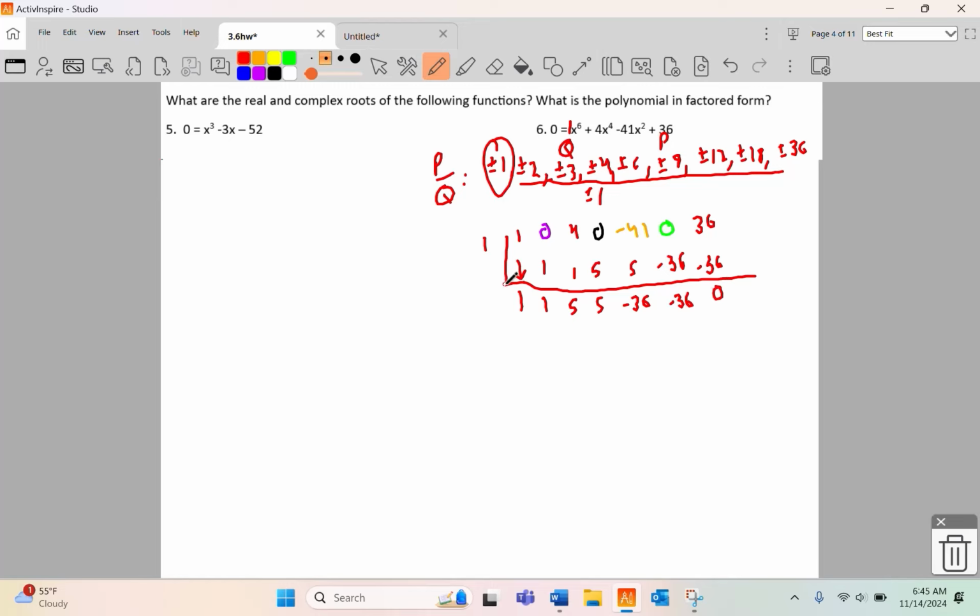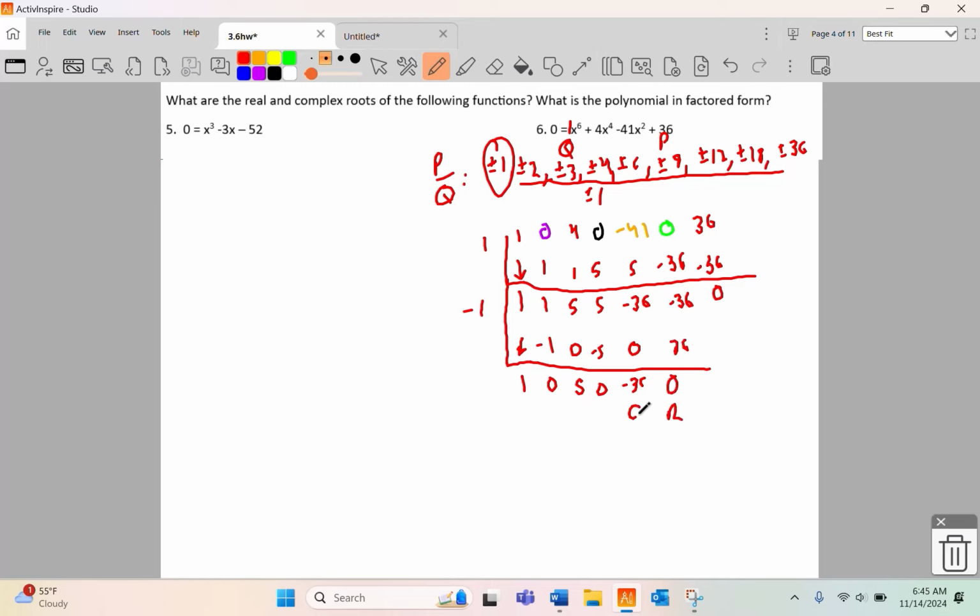Now, since 1 worked, I'm going to turn around and try negative 1. So I got a 1, multiply, and add to that. I multiply and I add, multiply and add, multiply and add, multiply and add. And this is what I'm left with.